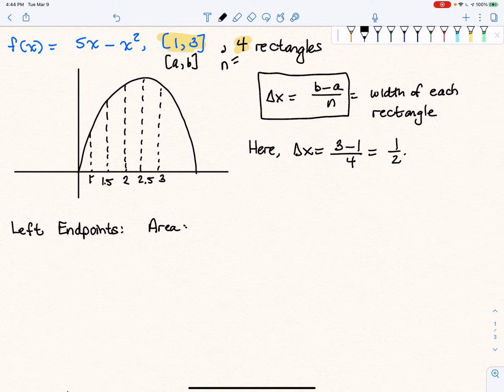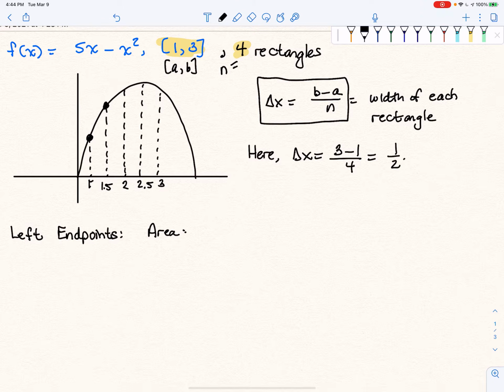So for left-hand endpoints, we take each interval and we take the leftmost point on the interval to determine the height of the rectangle. So on the interval 1 to 1.5, it's going to be there. And we're just going to label the left-hand point of each interval. So here, the rectangles are going to look like this. As you notice, all but one of them is an underestimate, meaning that it's not quite as high as the graph. So taking the area of the rectangles is going to leave us with a lower value.